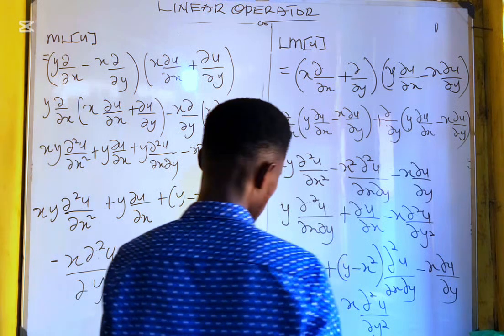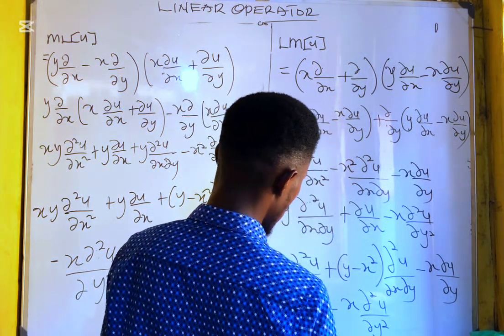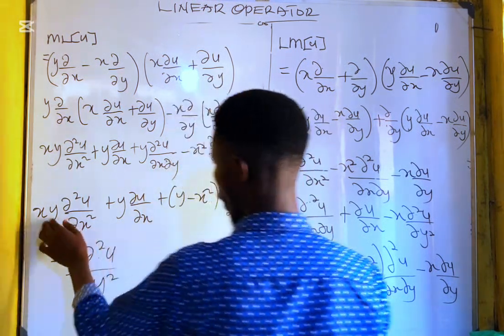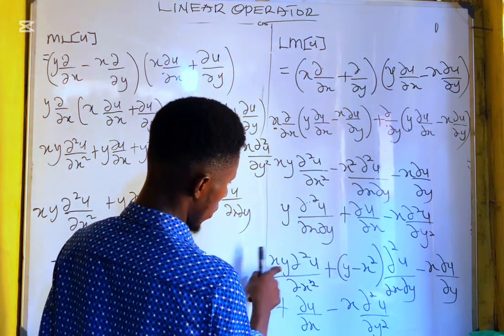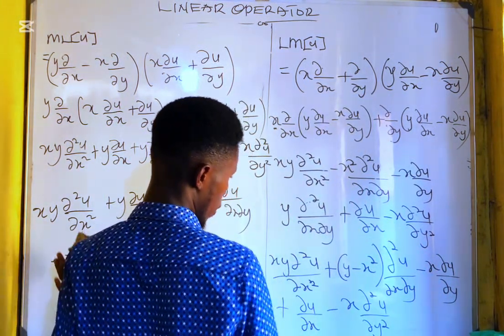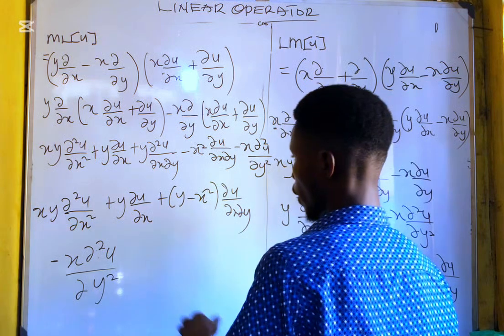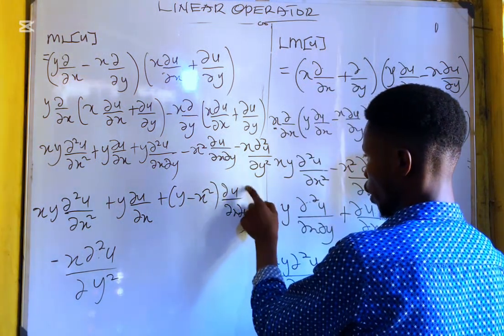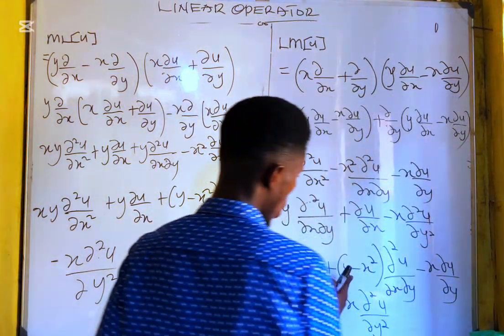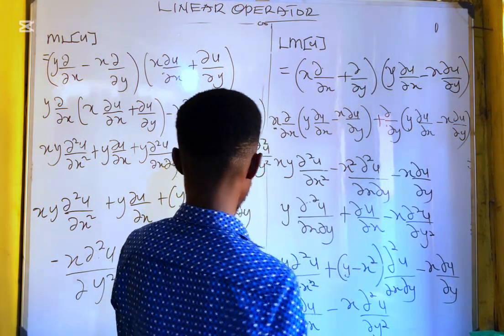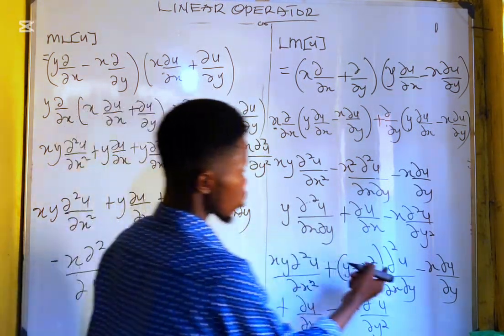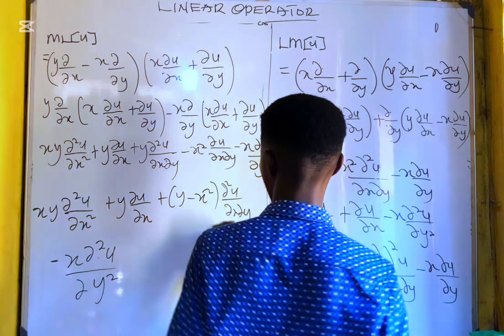So now let's compare them. First one, we have xy delta squared u over delta x squared. It's also here, xy delta squared u over delta x squared. That one is the same. Then here we have (y minus x squared) delta u over delta x delta y, and (y minus x squared) delta squared u over delta x delta y. They are the same.